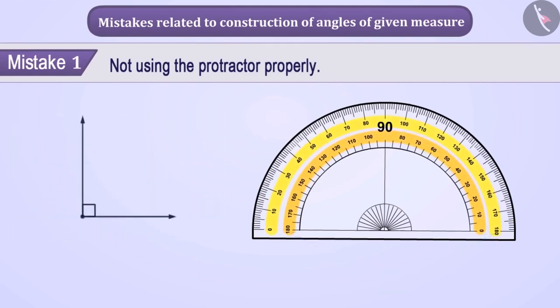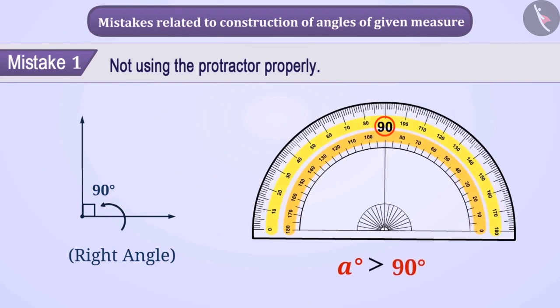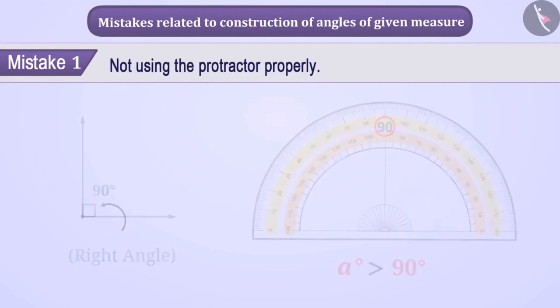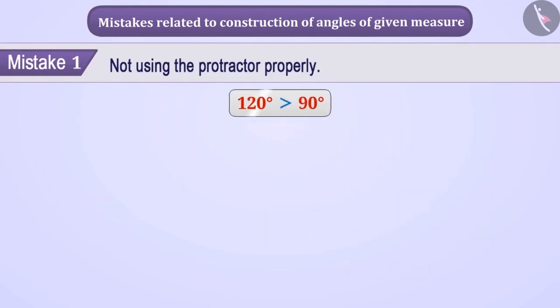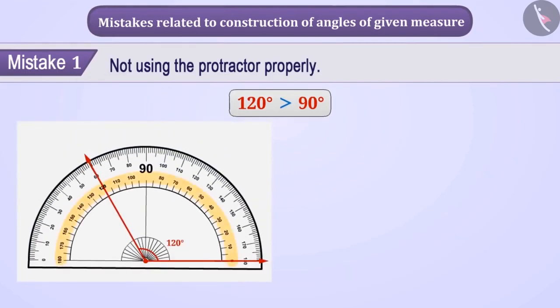As you know, a right angle measures 90 degrees. In this way, the right angle appears as an L. If the angle given to you is greater than this angle, then we will choose the scale of the protractor which represents an angle greater than 90 degrees. Like here, we see that the angle will be more than 90 degrees. So we will choose the inner scale of the protractor here because the inner scale shows an angle greater than 90 degrees.